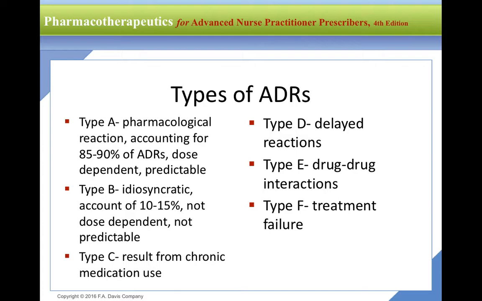Type B is idiosyncratic. It's not dose dependent. You can't predict when it's going to happen. It doesn't occur because a patient's on a high dose. It just happens when a patient is on it at some point. That could be harmful or less serious side effects, and I'll point some of those out as we're going through lectures later on.